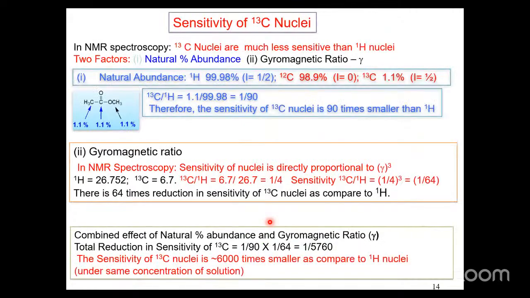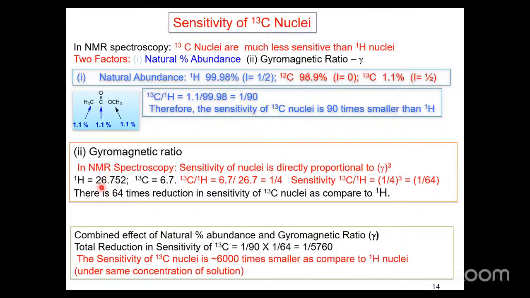Coming to the C13 nucleus, it is only 1.1% naturally abundant, and the remaining 98.9% is the C12 nucleus, which is NMR inactive. So the C13 nucleus is very, very less sensitive compared to the H1 nucleus. The first factor that we already discussed is natural abundance, and the second factor is the gyromagnetic ratio that we have just seen.